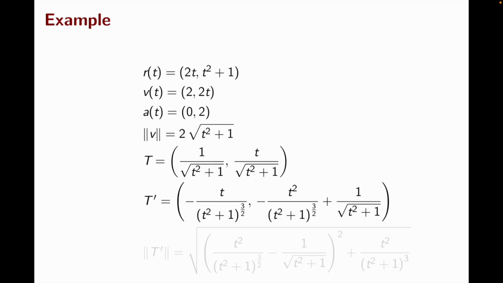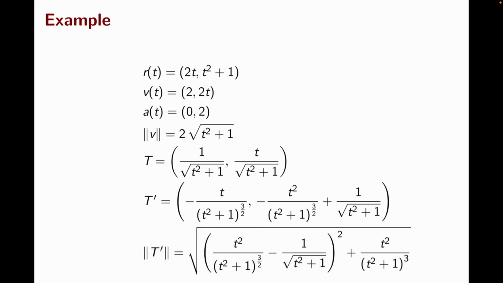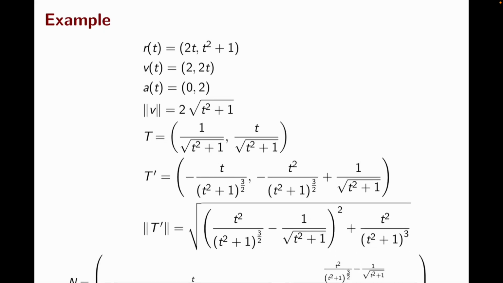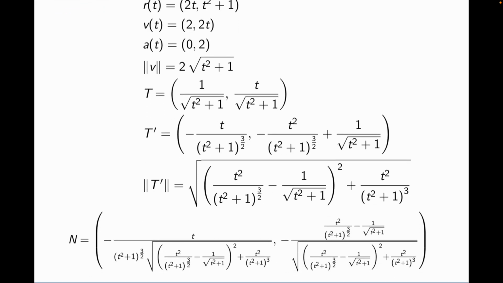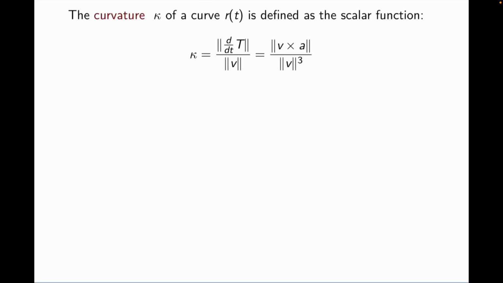And in order to calculate the normal vector, we need to calculate the norm of this vector. Well, we do the square root of the square of each of the components, we simplify, and we get this. This is actually the norm of the tangent vector. And now we need to divide this by this, and that is what will give us the normal vector. That, as you can see, is very different from the acceleration.